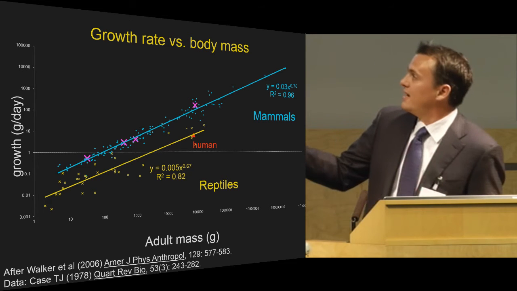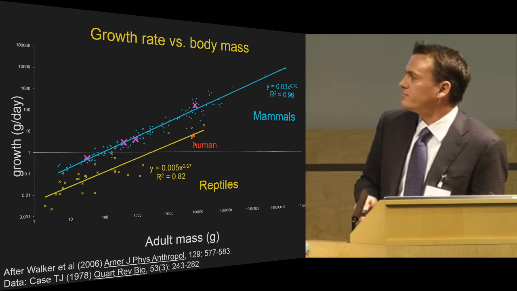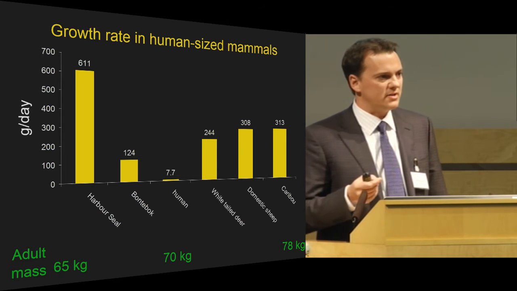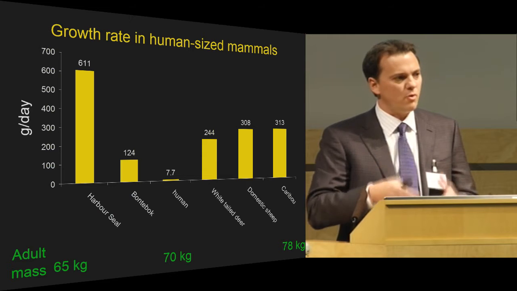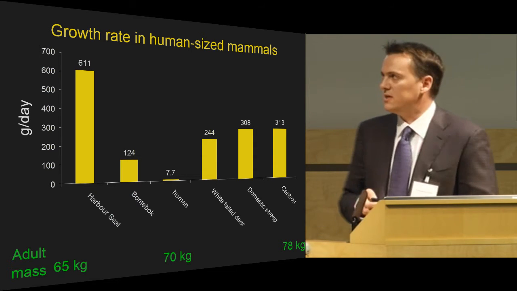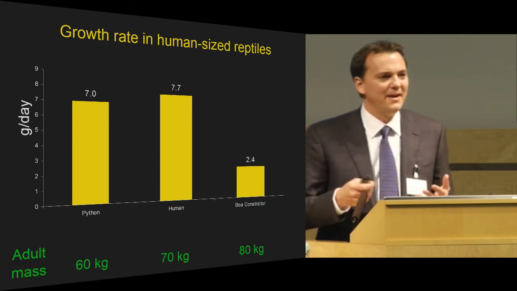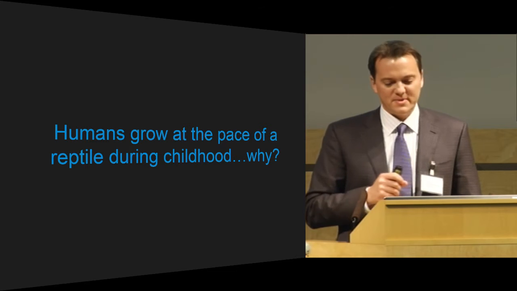So if we just look at these species that are right in our body size and plot them in order, these are the mammals that are of our size, and you can barely even see the human line. It's orders of magnitude slower than these other species. And if you compare us to reptiles, we look like a python. So there's something very strange going on here. Humans grow at the pace of a reptile during childhood.